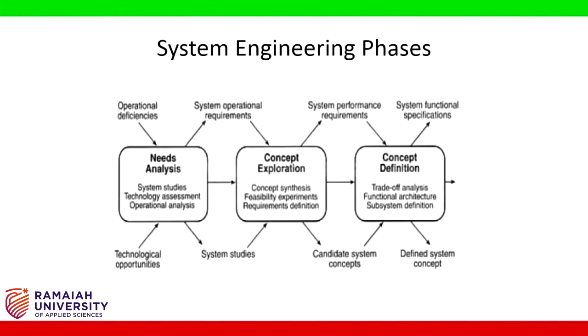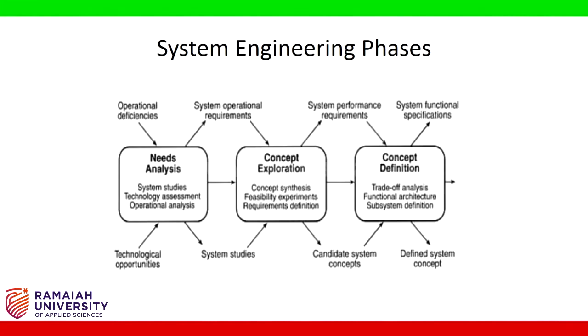System engineering phases. Needs analysis phase: define and validate the need for a new system, demonstrate its feasibility and define system operational requirement. Concept exploration phase: explore feasible concepts and define functional performance requirements. Concept definition phase: examine alternative concepts and select the preferred concept on the basis of performance, cost, schedule, and risk.